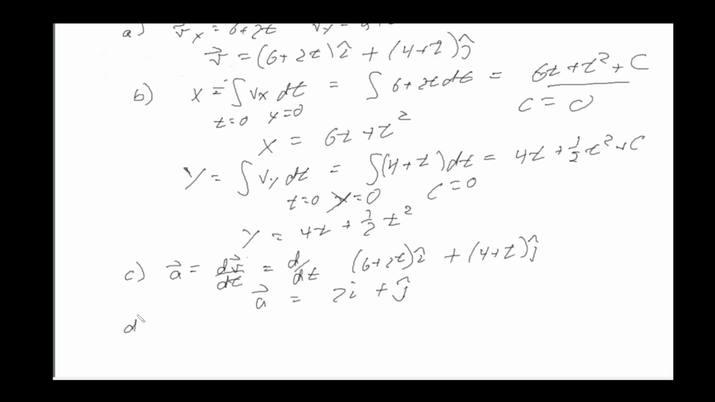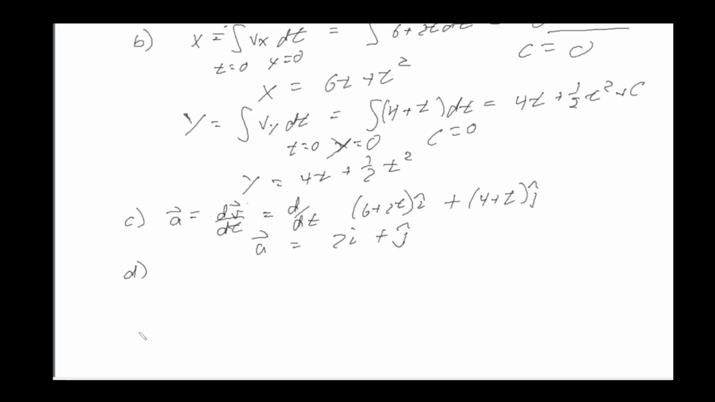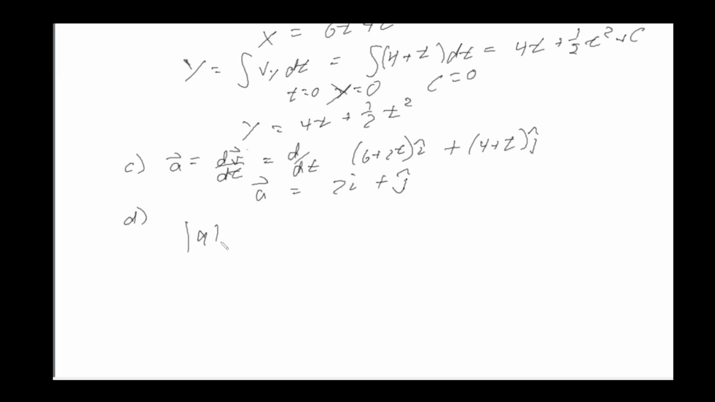In part D, we want to know what the magnitude of the acceleration is, as well as the direction or angle of that acceleration. So we know that the magnitude of acceleration is equal to the square root of ax squared plus ay squared. And in this case, ax is 2 and ay is 1. So that's equal to the square root of 2 squared plus 1 squared, which is the square root of 5.